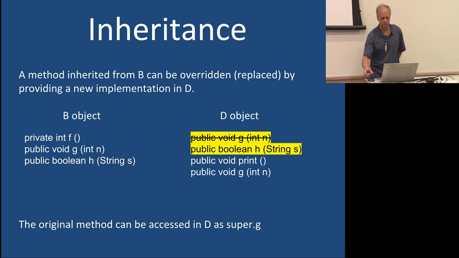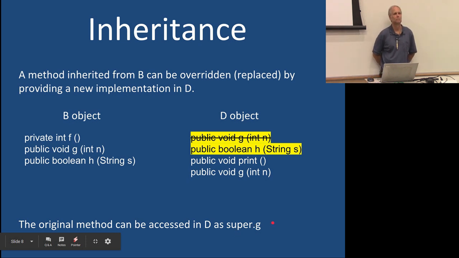Now, it turns out that there is a way to refer to the G that just got overridden. From inside of D, you can refer to the original G as super.g. So it can only be overridden if it's an instance variable that was inherited? No, you don't override instance variables. You override methods. Right. So you override inherited methods.